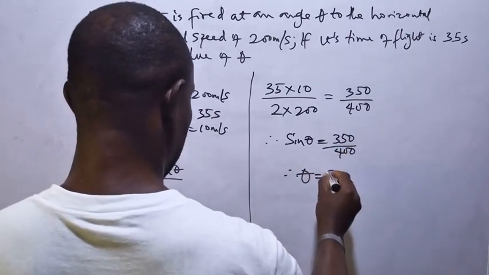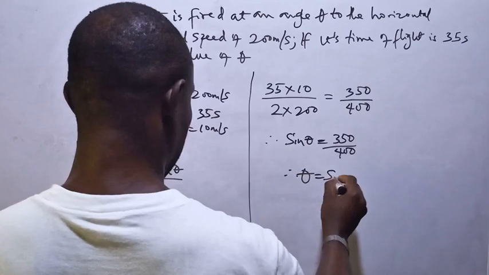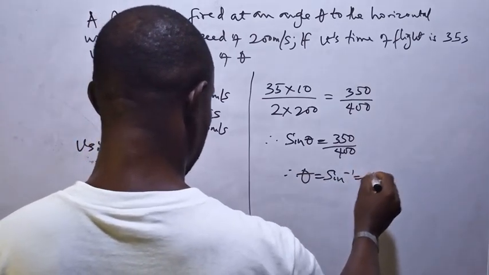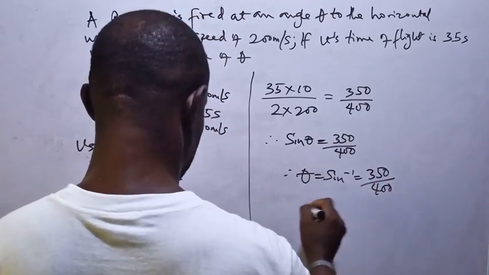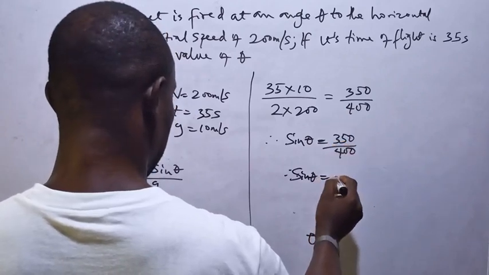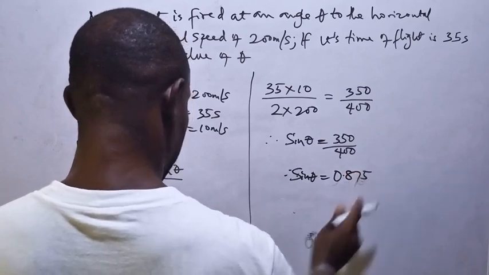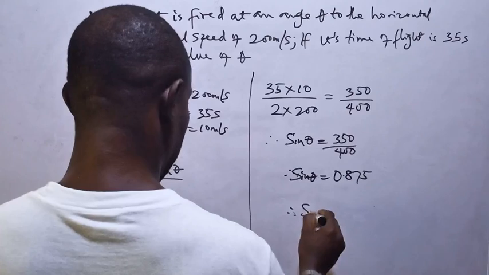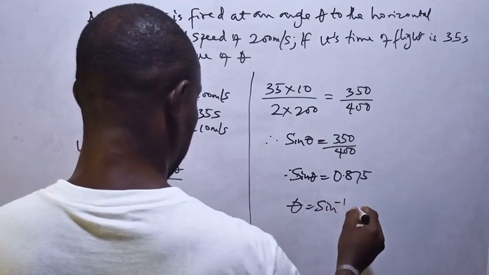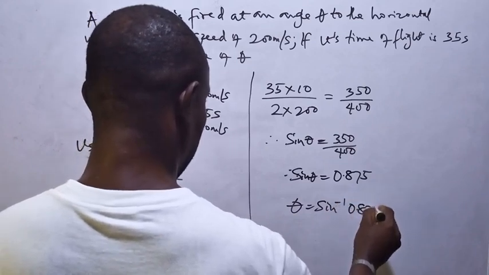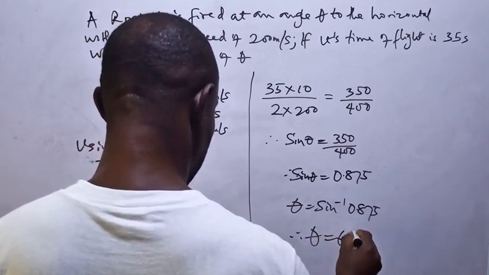Therefore, theta here will be sine inverse of 350 over 400. If you divide 350 by 400, you will have 0.875. Therefore, theta is equal to sine inverse of 0.875. Therefore, theta here will be equal to 61 degrees.